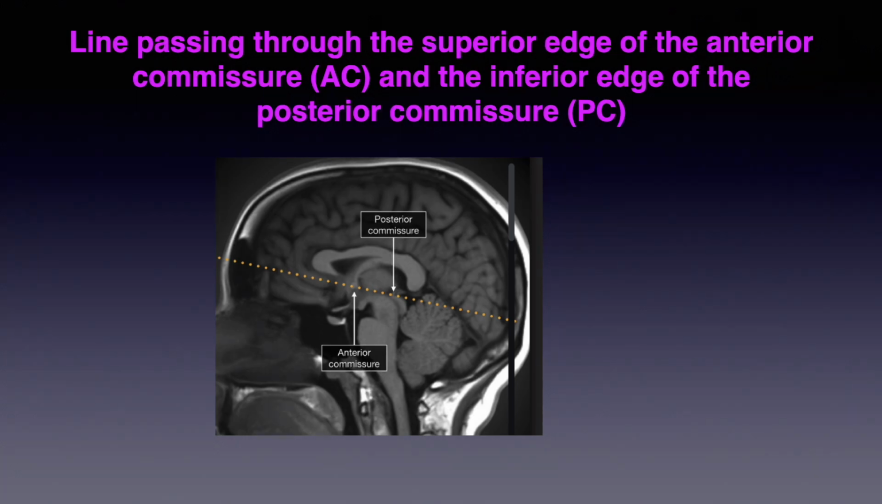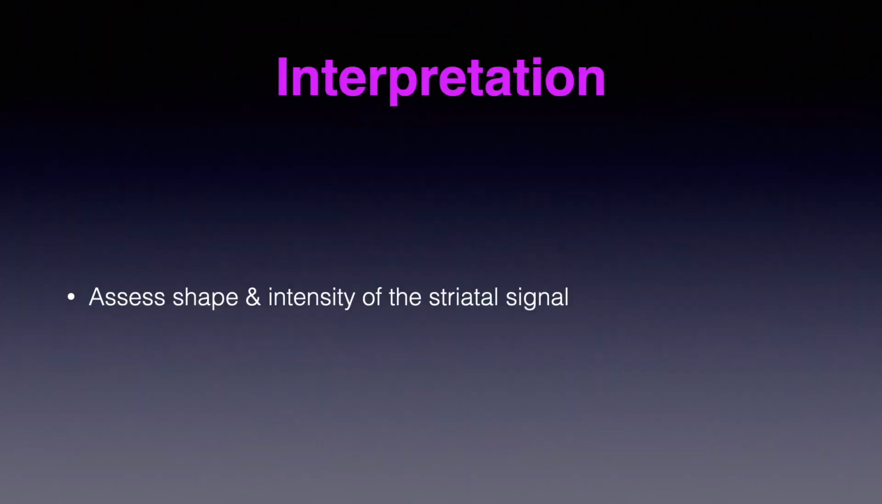Sagittal T1 weighted images of the brain show a line passing through the superior edge of the anterior commissure and the inferior edge of the posterior commissure. Interpretation of the F-Dopa study requires assessment of the shape and intensity of the striatum.